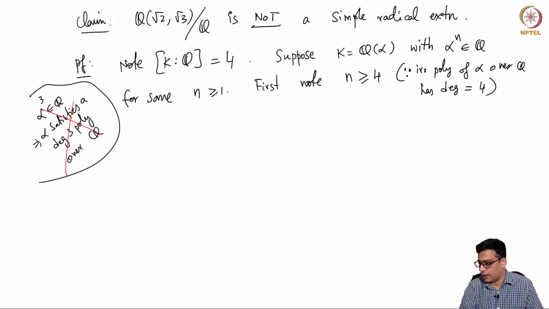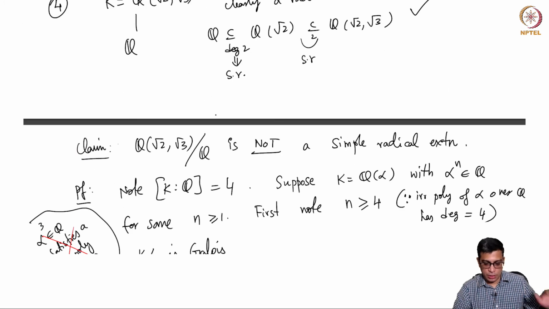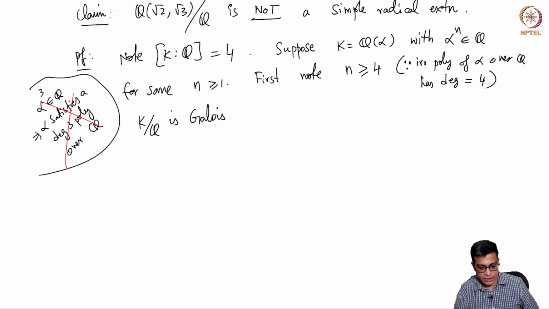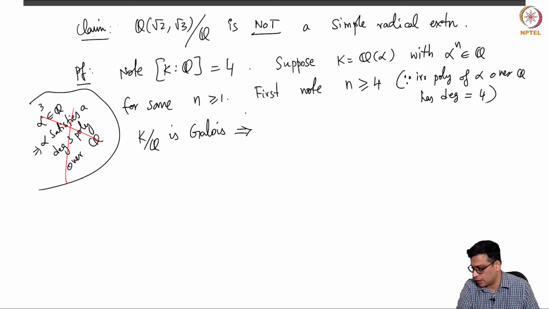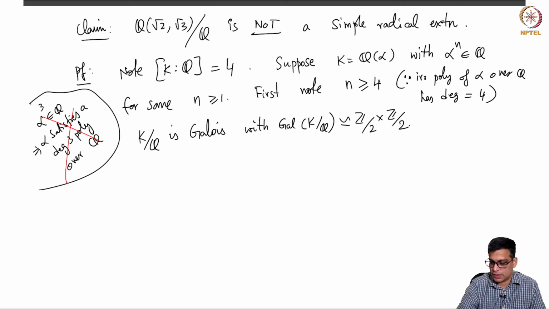And now we bring in some Galois theory here. K over Q is Galois, that we know very well because it is normal, right? Root 2 has all its conjugates there, root 3 has all its conjugates there, namely minus root 2, minus root 3. So it is a normal extension, it is certainly a separable extension, so it is Galois. So that means, in fact, with Galois group, it is irrelevant for us, but it is this, right?